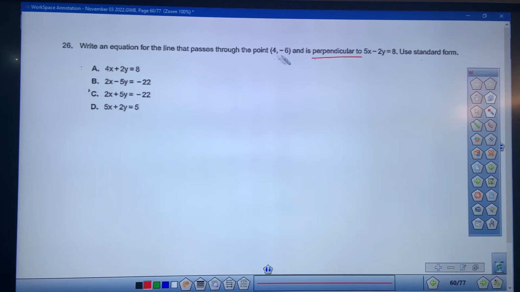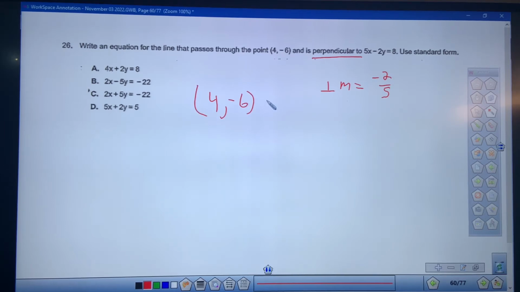Perpendicular to this line, going through that. So this perpendicular slope would be negative 2 over 5. It's b over a, so it'd be negative 2 over 5, and my coordinate is 4, negative 6. So I write down 4, comma, negative 6. And my slope is negative 2 over 5. Because my slope is negative, I put a positive sign here. Then it's going to be 2x plus 5y equals something. So right now I know my answer is going to be choice C.